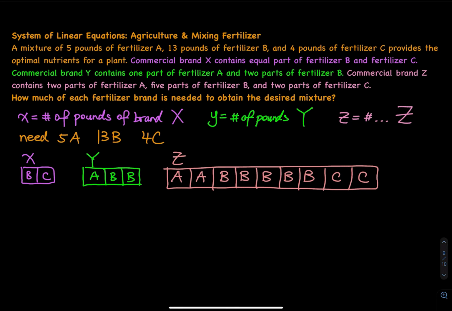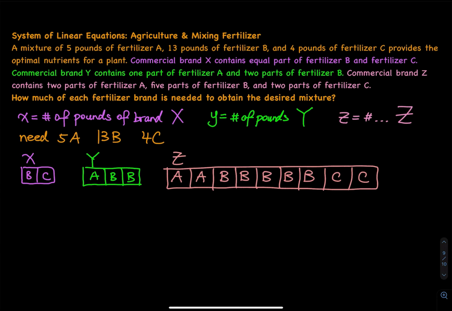So what makes this problem confusing is you have A, B, and C, and you have X, Y, and Z, right? So that one is pretty confusing. But these 5A, 13B, and 4C, the A, B, and C, are not really variables. So the hardest part is you have to understand the 3 sentences in different colors. The first one says brand X contains equal parts of B and C, right?